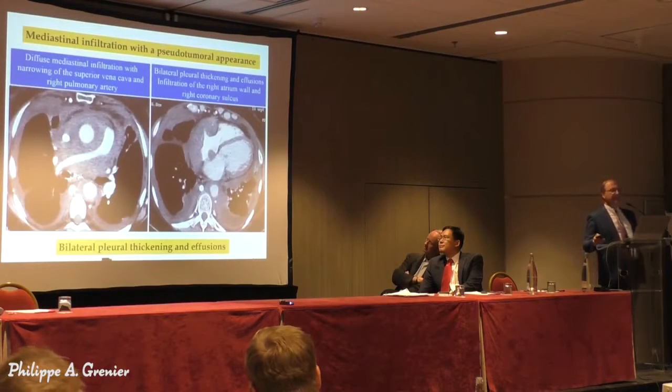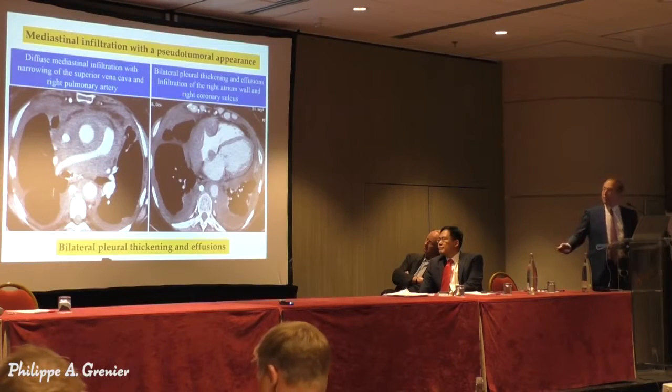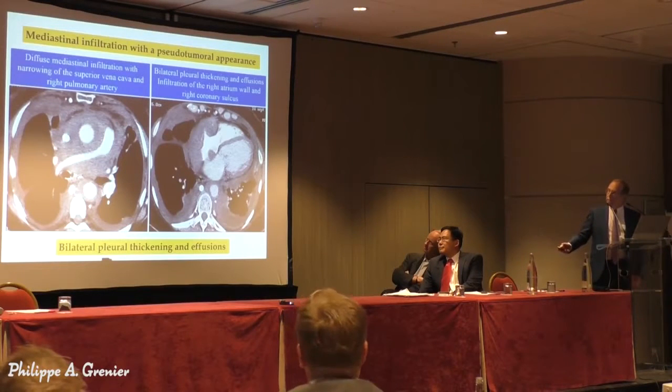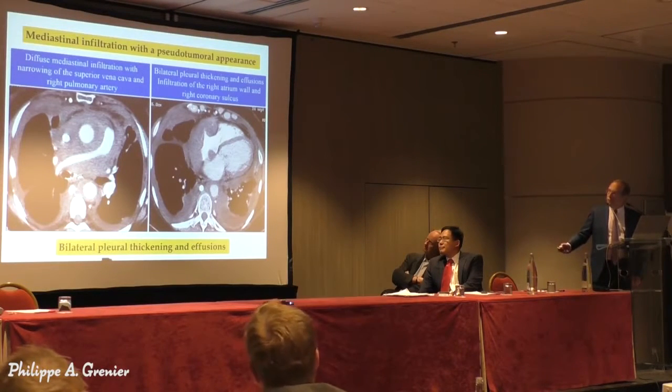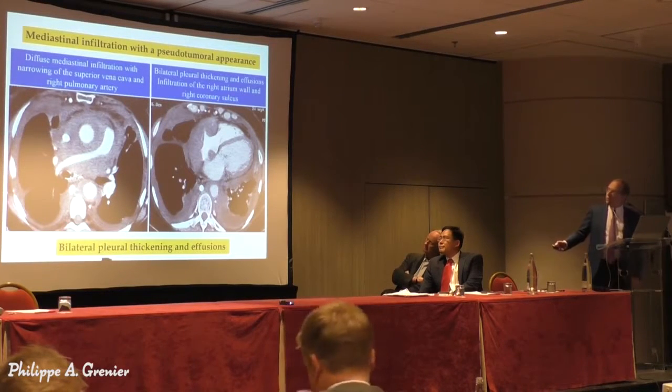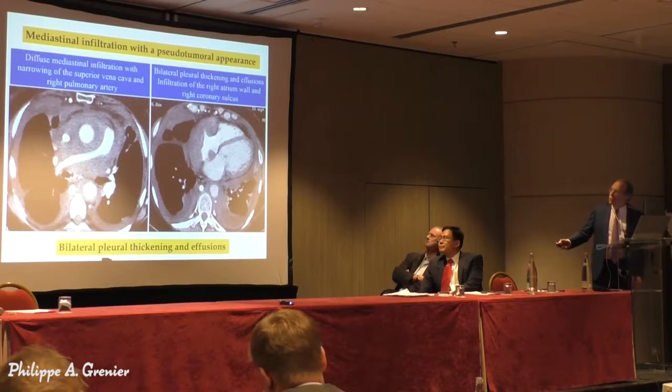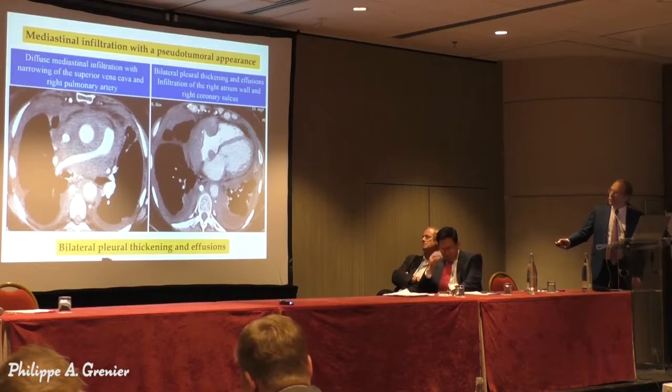But in some very severe cases, the infiltration of the mediastinum is very huge, not only around the aorta, but also in all parts of the mediastinum. And we see the diffuse mediastinal infiltration with a narrowing of the superior vena cava and narrowing of the right pulmonary artery, for instance. In this case, we have bilateral pleural thickening and effusions with infiltration of the right atrium wall and the right coronary sulcus.